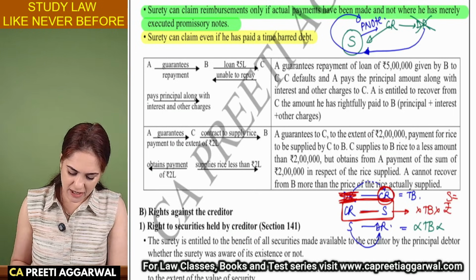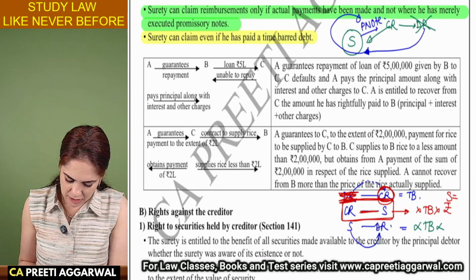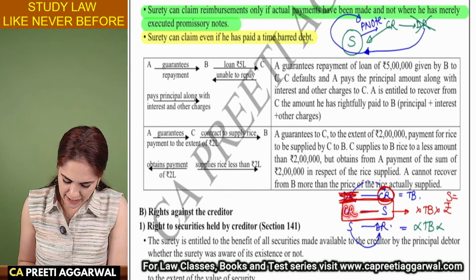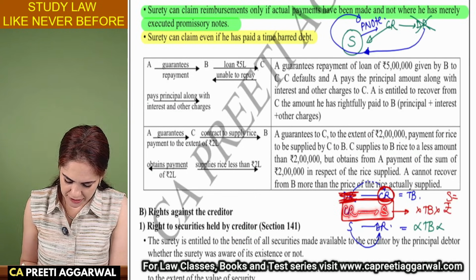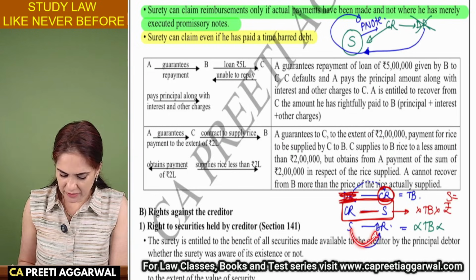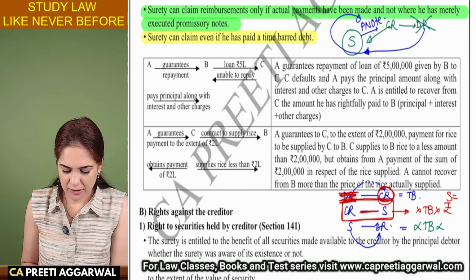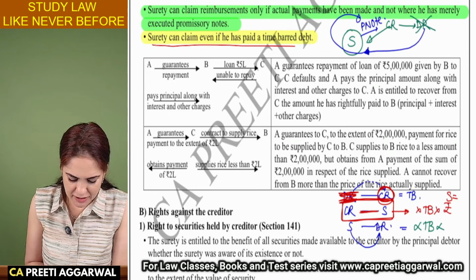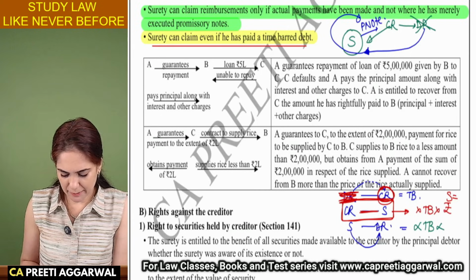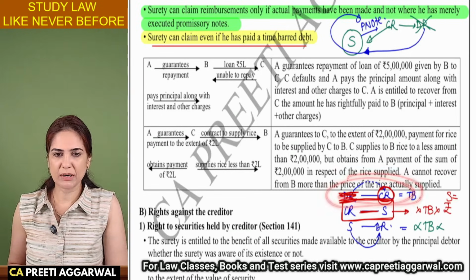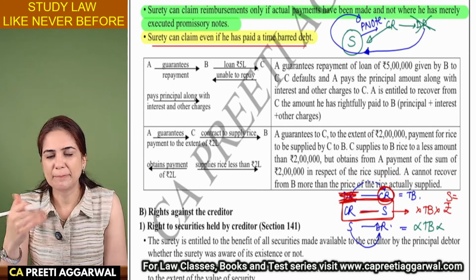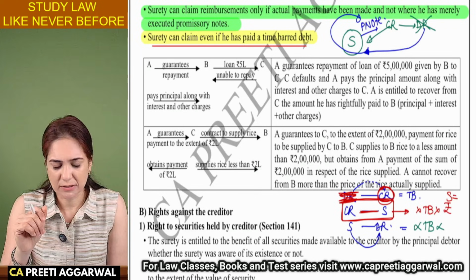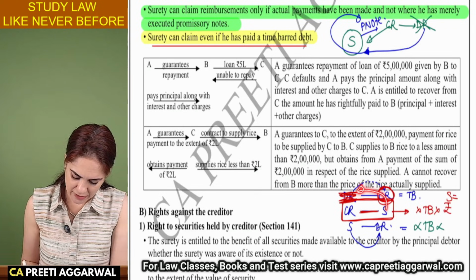So in case of time barred debt, the creditor can recover money from the surety and then the surety will recover that money from the debtor. So surety can claim even if he has paid a time barred debt. The main debt has become time barred. The secondary and implied contracts, they are not time barred. So surety will pay and then recover.